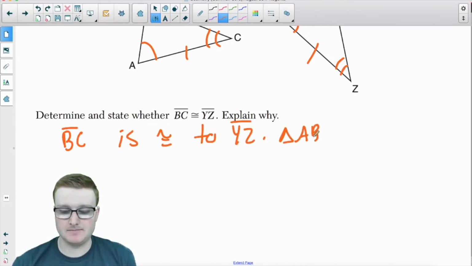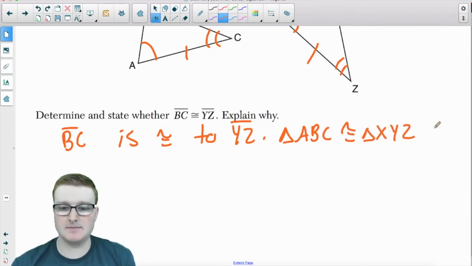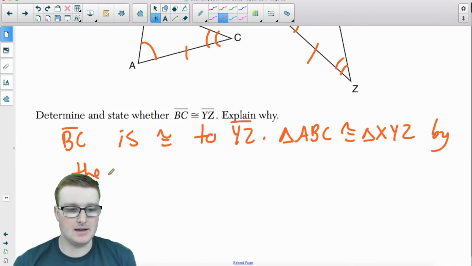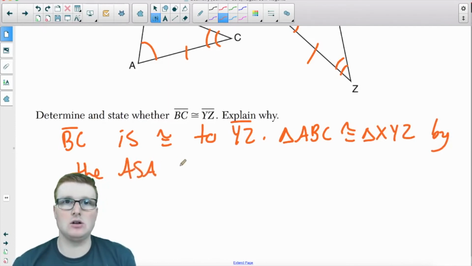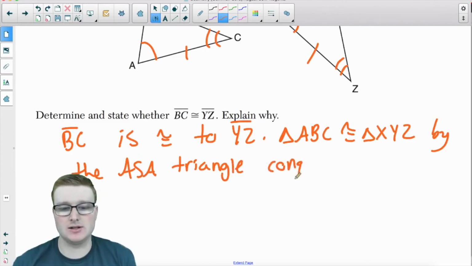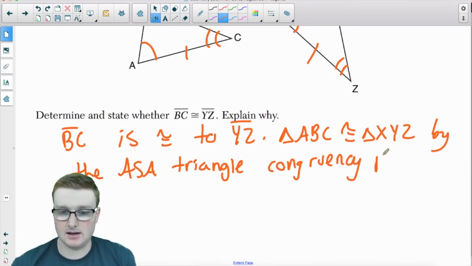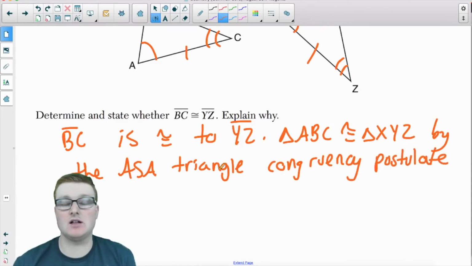Triangle ABC is congruent to triangle XYZ by the angle, side, angle triangle congruency postulate. You don't have to say that, but you could just say that they're congruent and leave it at that. But you need to say that they're congruent by angle, side, angle. I'm just putting those words afterwards.